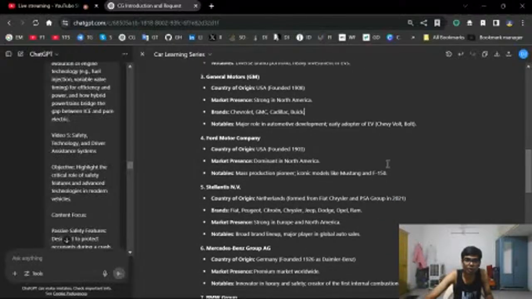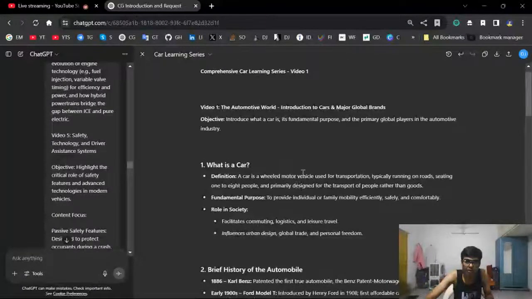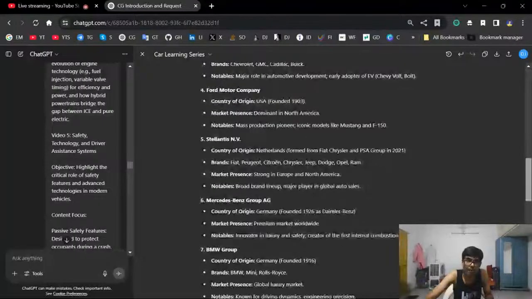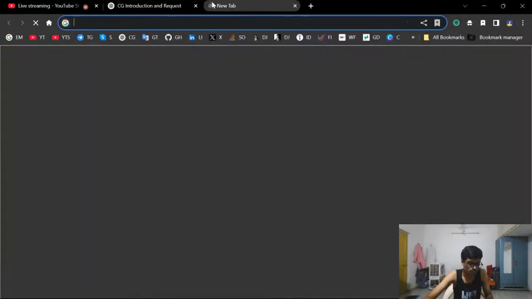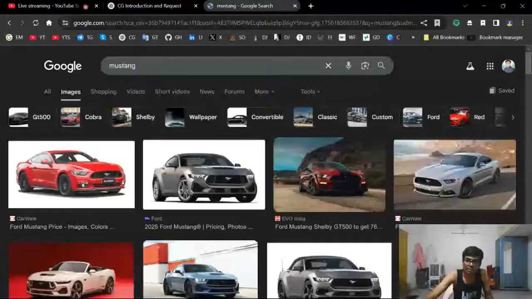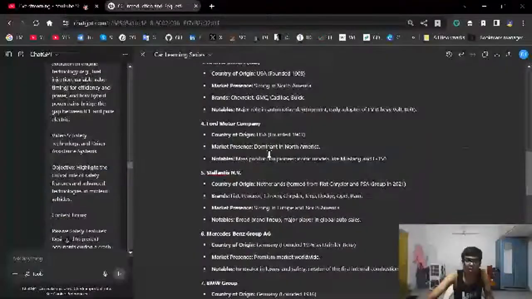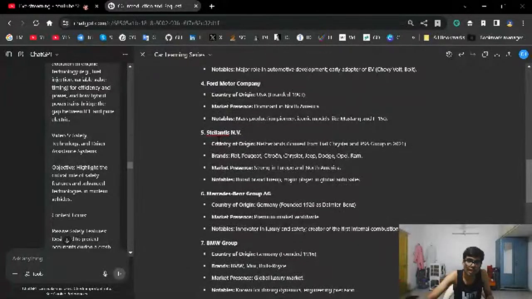Then move forward to Ford Motor Company, country USA, as we know, dominant in North America. Ford and the founder of Ford, we discussed it. A mass production pioneer with iconic models like the Mustang. This is one of the great ones, the F-150 and Mustang, the legendary vintage cars. Mustang.